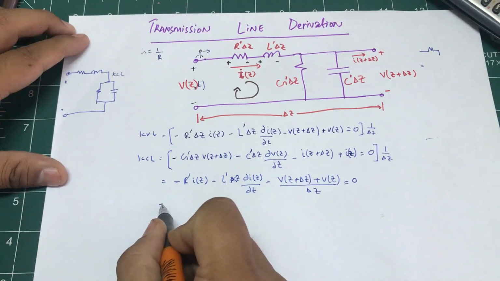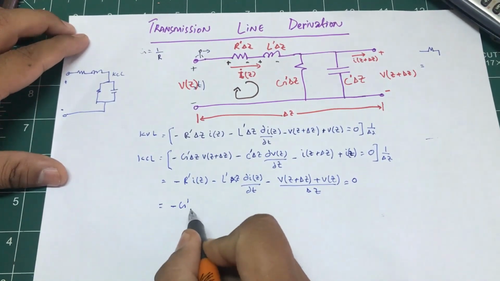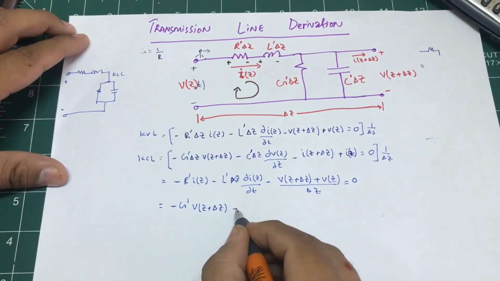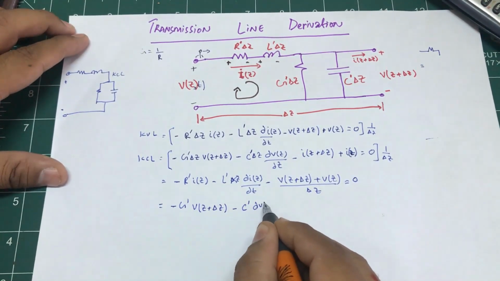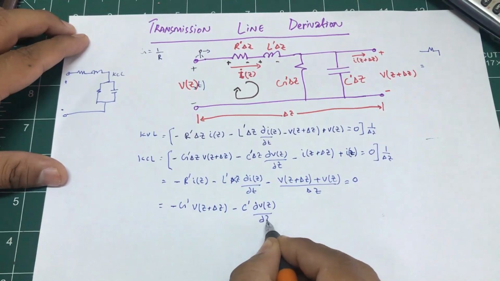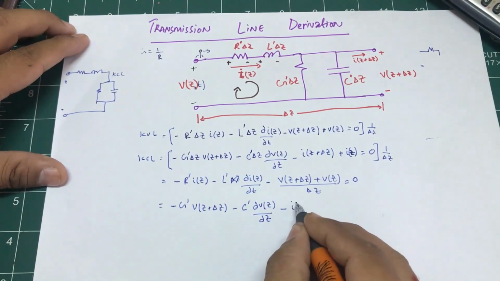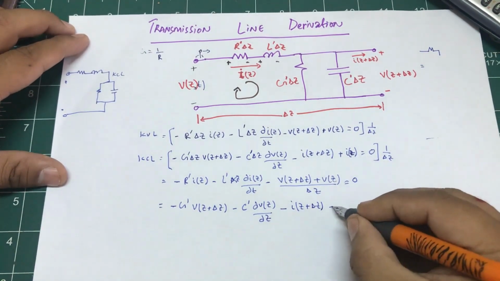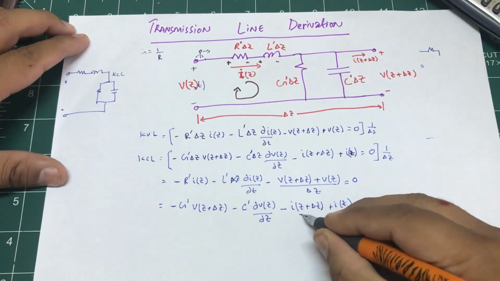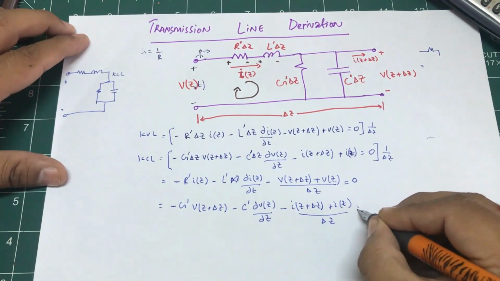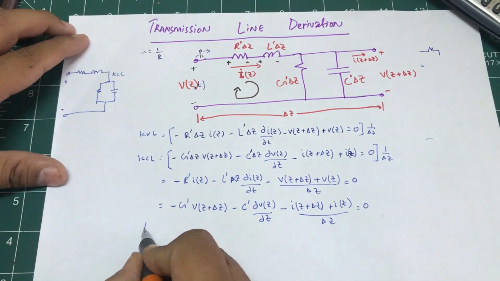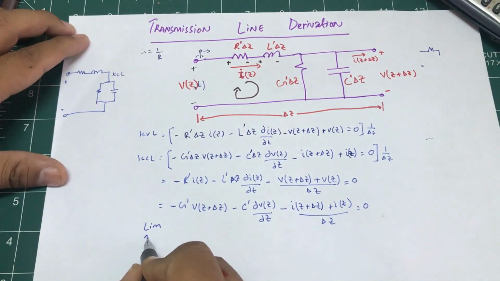I'm going to do exactly the same thing. A negative G' V of Z delta Z minus C' dV of Z dZ minus I of Z plus delta Z plus I of Z over delta Z. Now, here's the thing that I need to do. I'll take the limit as delta Z goes to 0.